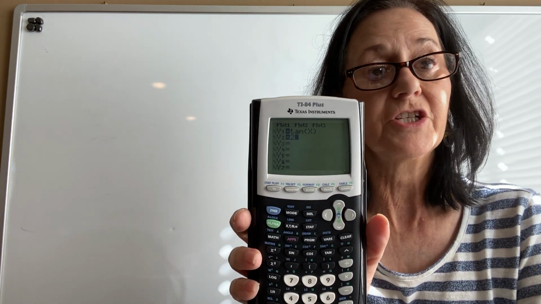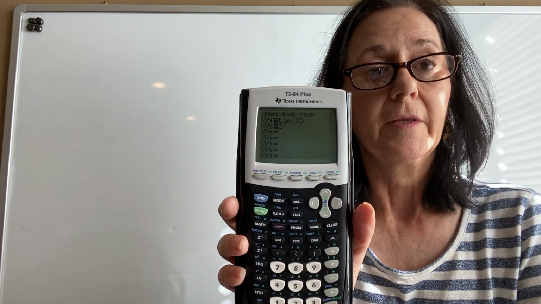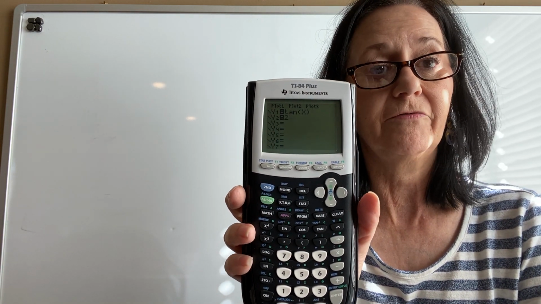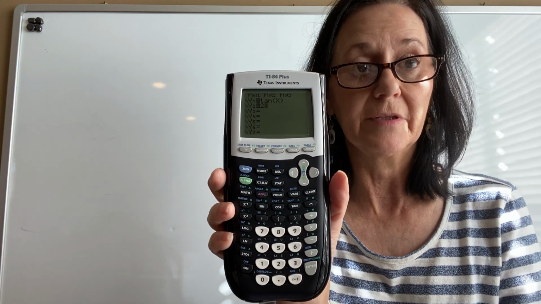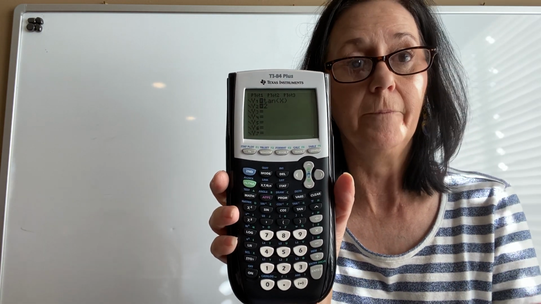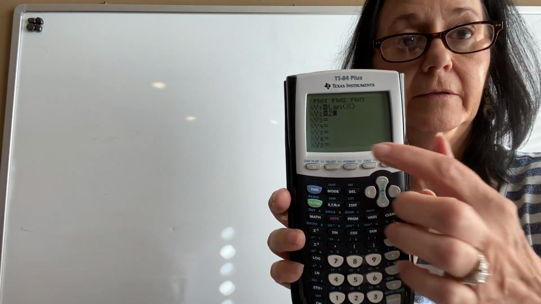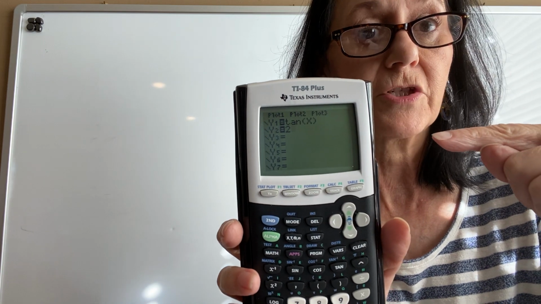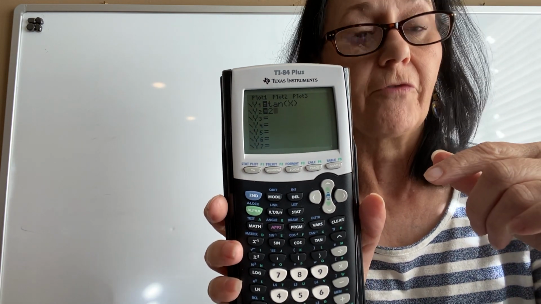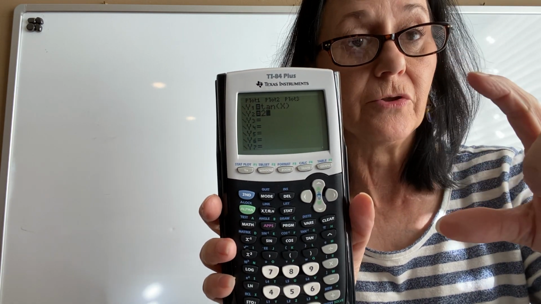The period hasn't changed. There's no b value. So what I should be looking at is from negative pi over 2 to pi over 2. That's going to show me one complete cycle of the tangent curve. This 2, that's going to be a straight line at y equals 2. So for y, I want to see 2.